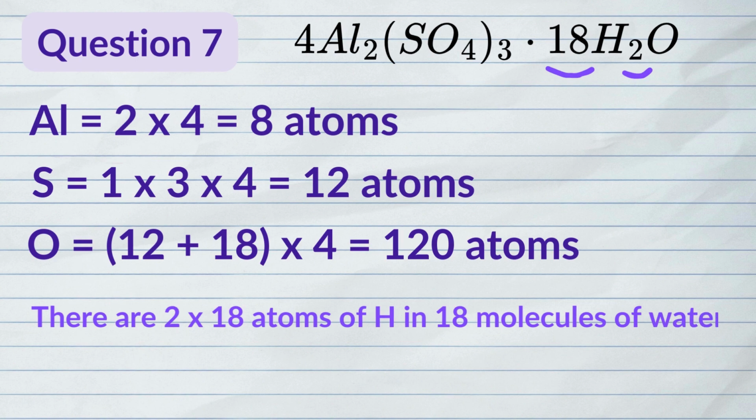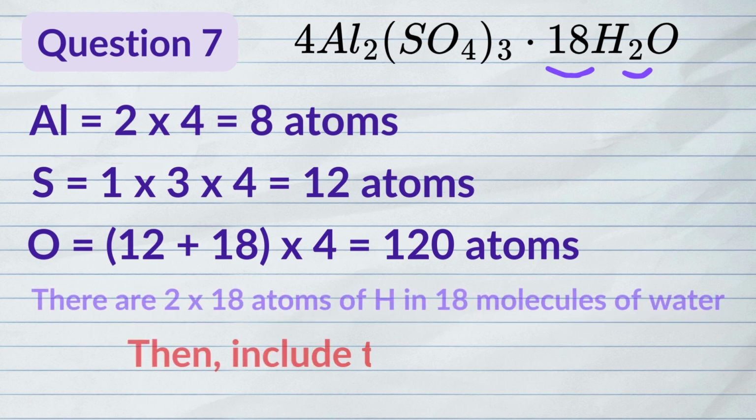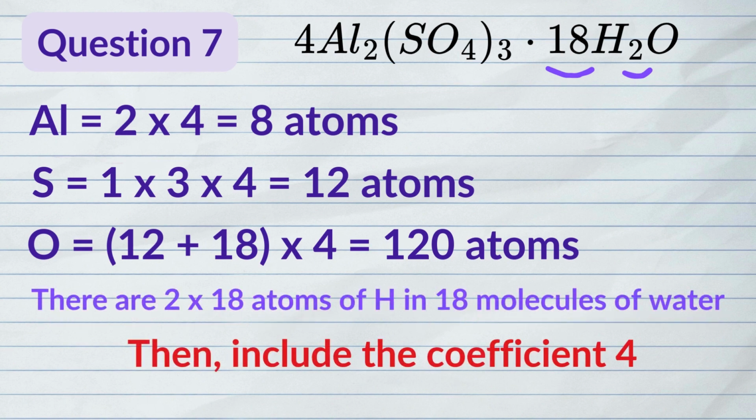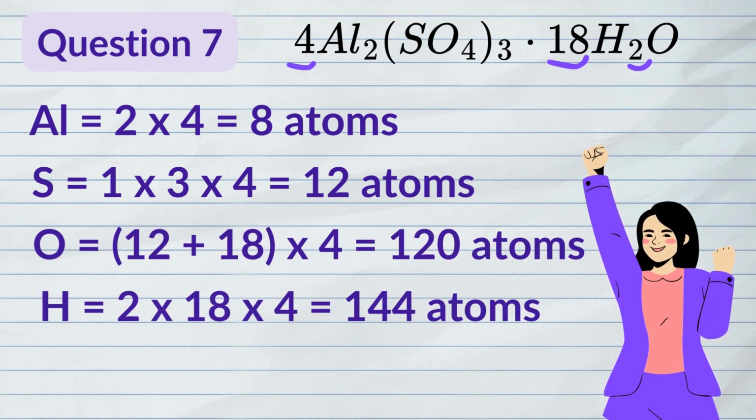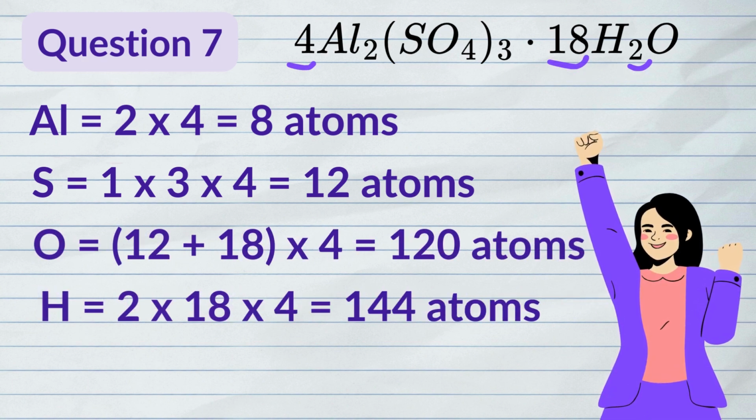There are subscript 2 times coefficient 18 atoms of hydrogen in the 18 molecules of water. Then include the coefficient 4 for the entire molecule. So hydrogen will be equal to subscript 2 times coefficient 18 for the water molecules times coefficient 4 for the entire molecule equals 144 atoms.